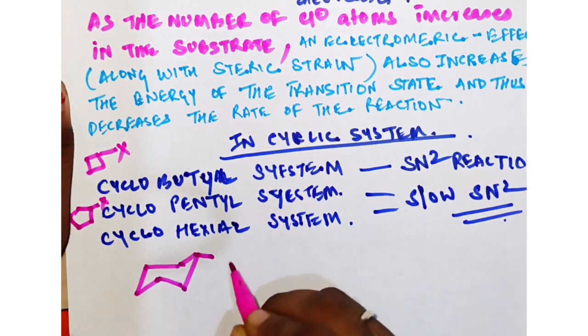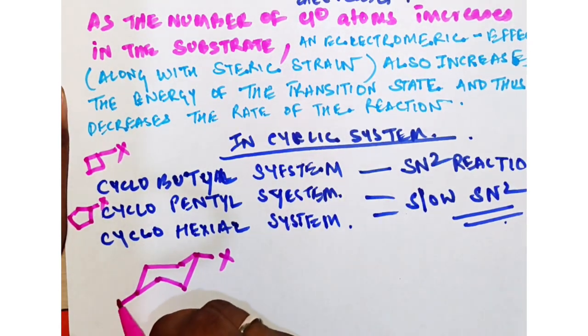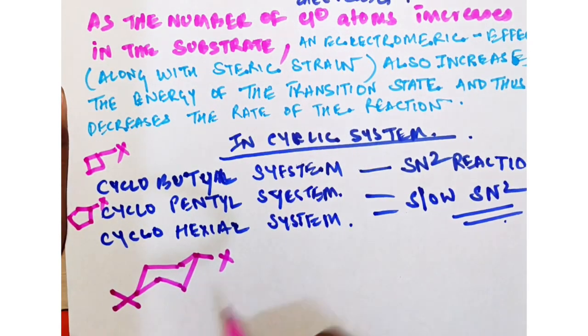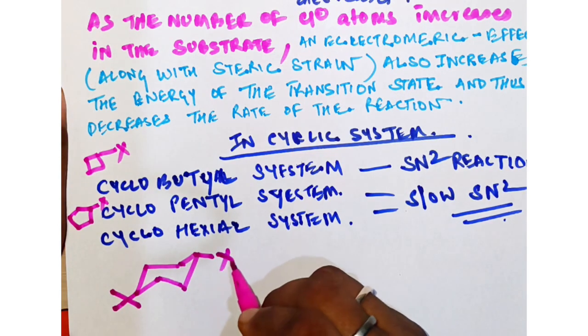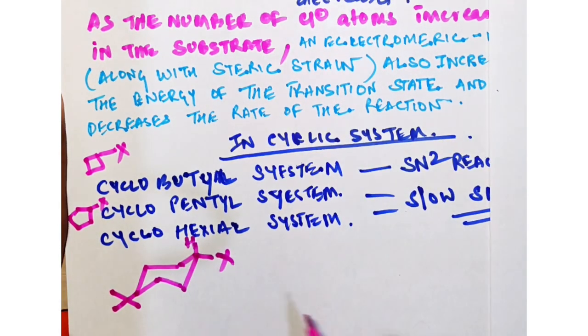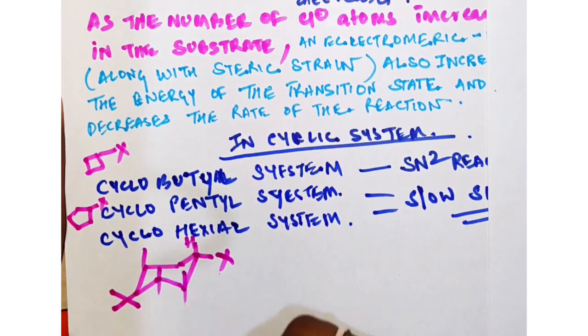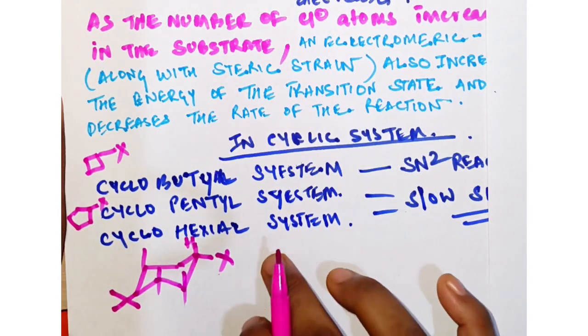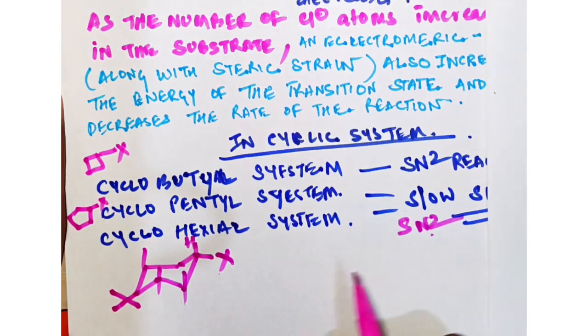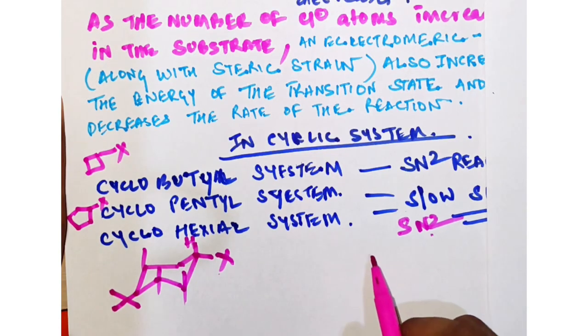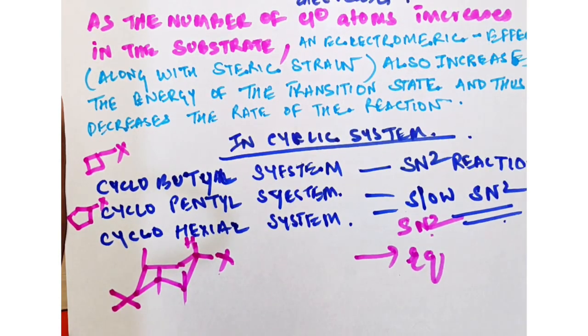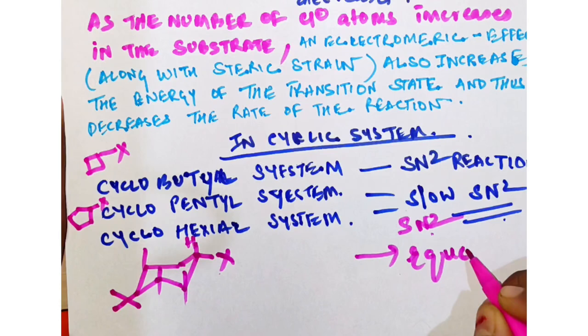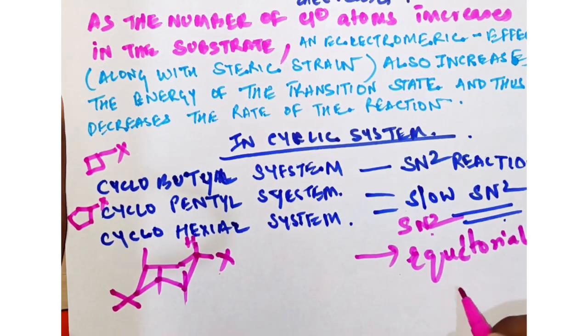Okay, so suppose some tertiary group is there, and this is the halogen, and this is hydrogen. So what happens in a cyclic system? Here the equatorial position is more stable than the diaxial position. The axial positions are sterically hindered. So even if they go for SN2 reaction very slowly, they will go for those products which will be in the equatorial position.